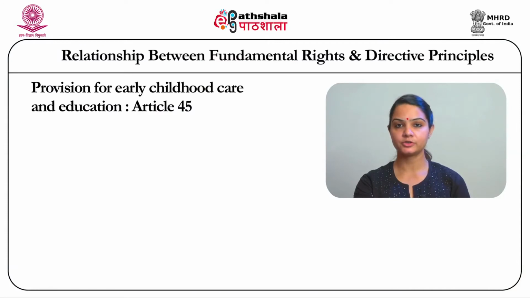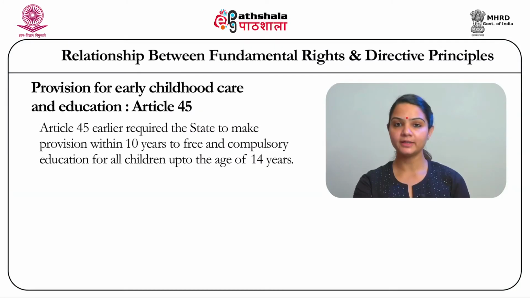Article 45 of the Constitution provides for early childhood care and education to the children below the age of 6 years. Now, this article was substituted for an earlier article in 2002 by the Amendment Act of 2002, which was the 86th Amendment Act. Earlier, Article 45 provided for right to education to the children up to the age of 14 years.